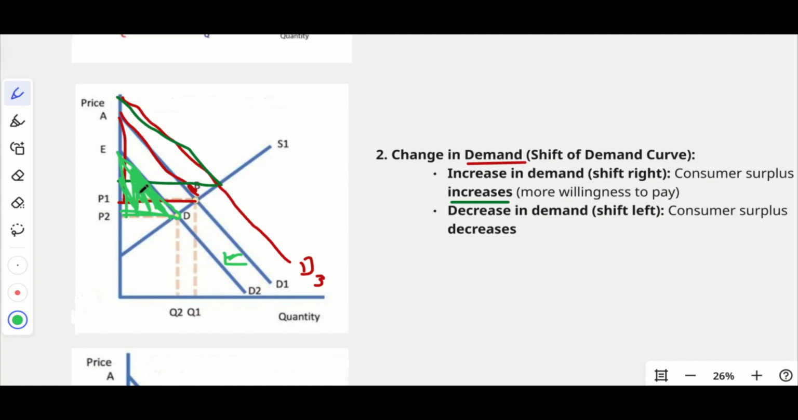So there will be a decrease. When the demand decreases, it will reduce the consumer surplus. When the demand increases, it will increase the consumer surplus, when the demand curve shifts to the right. Okay, so let's take the next result.